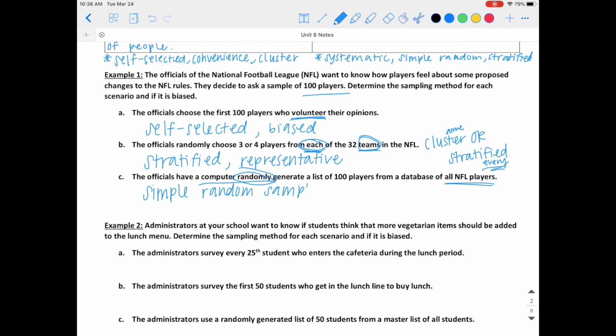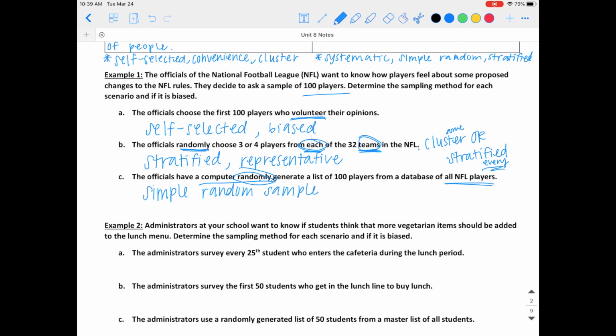Okay, something to be careful about though, just because you see random doesn't mean it's going to be simple random, because look back in this one, it still said randomly choosing. Okay, but because we have this thing where we're separating into groups, that's what tells us it has to be either cluster or stratified. So be careful, just because you see randomly does not mean it's automatically a simple random sample. You have to kind of look at the entire situation, make sure it's coming from everybody in the list of the population.